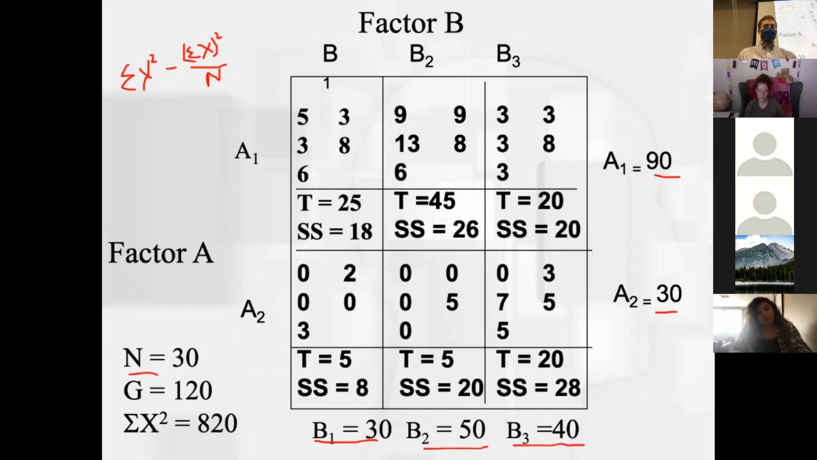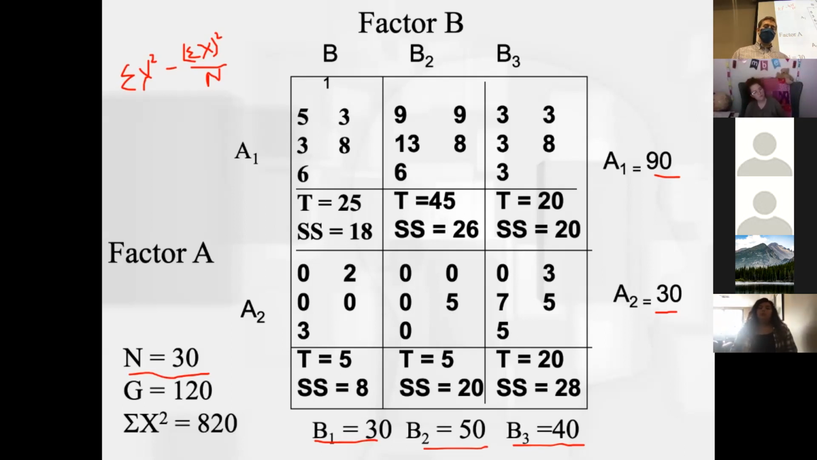We then find our big N, which is the total number of observations. So in this case, we have 6 cells, and in each cell, we have 5 people. So that gives us 30 total observations. The G we get by adding up all the data from all 6 cells, or you can make it easier on yourself and just add A1 to A2, or B1 to B2 to B3. It'll all come out to 120.